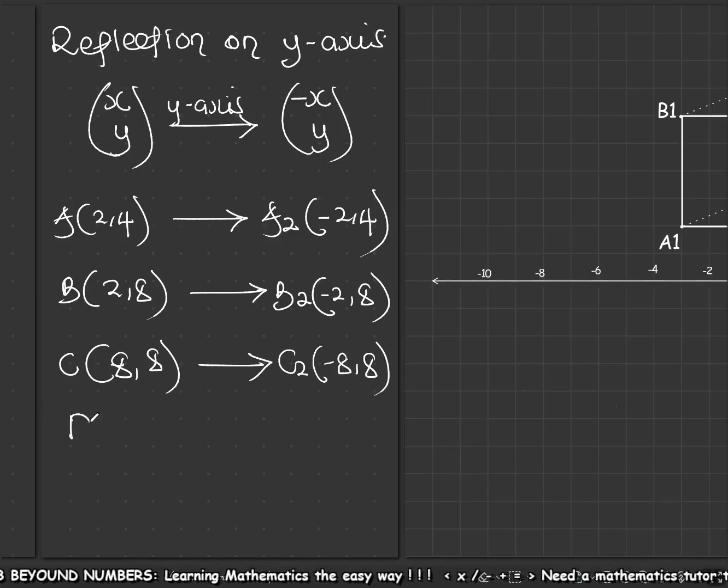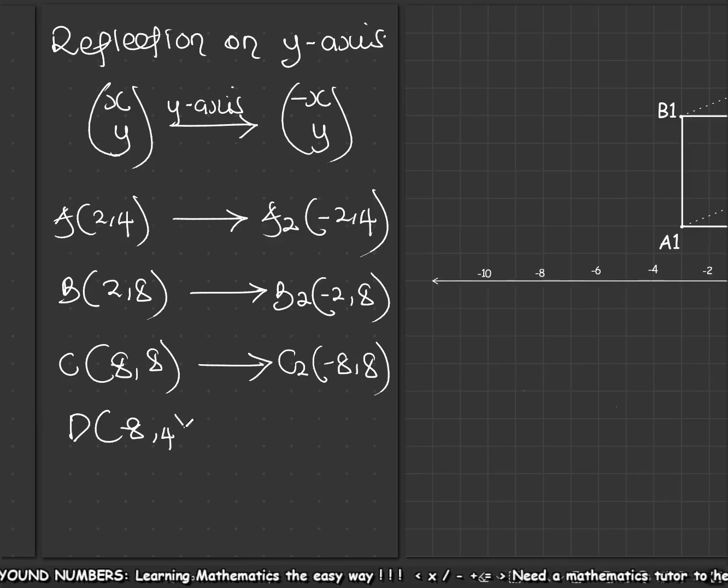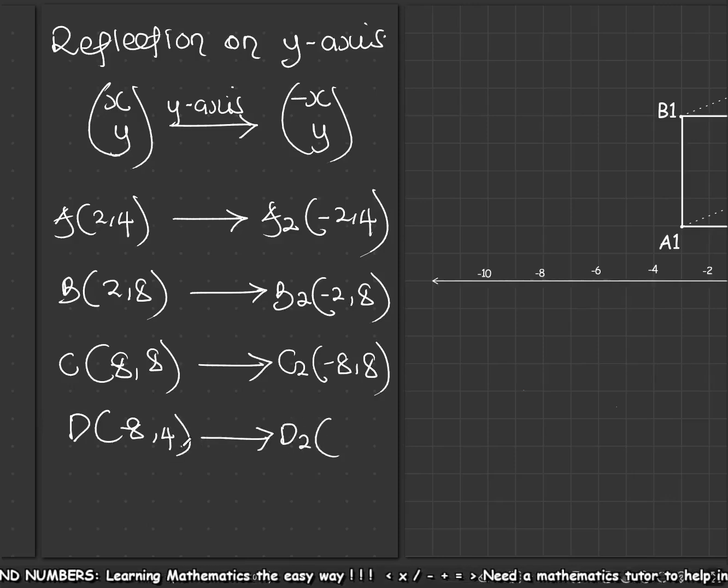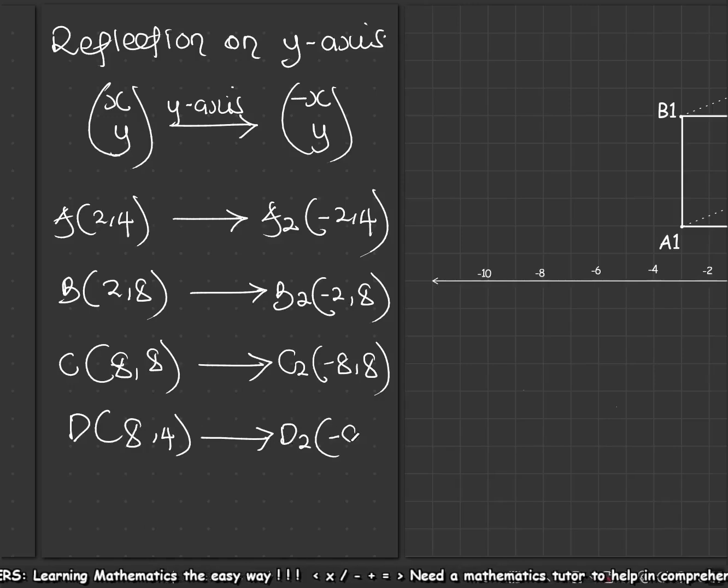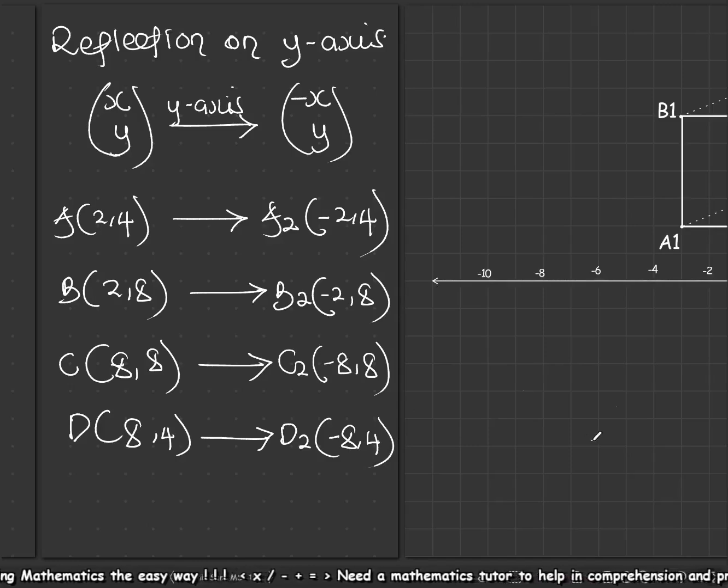Then for D, whose coordinate is (-8, 4), you are going to get a D2, whose coordinate was actually (8, 4). So after reflection, we are going to get (-8, 4). So these here are the coordinates that we need to plot to form our quadrilateral A2, B2, C2, D2.